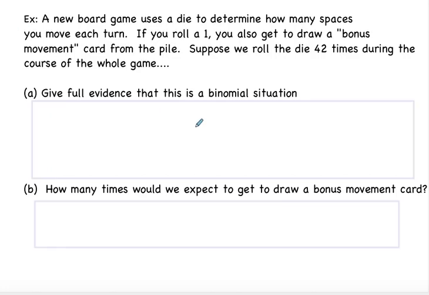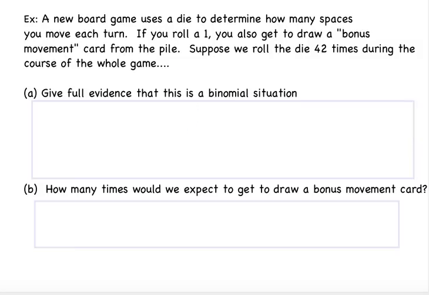All right, so here we're going to go through a little example. A new board game uses a die to determine how many spaces you move each turn. If you roll a 1, you get a bonus movement card from the pile. Suppose we roll the die 42 times during the course of the whole game.